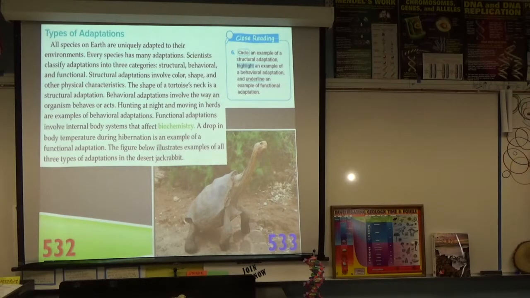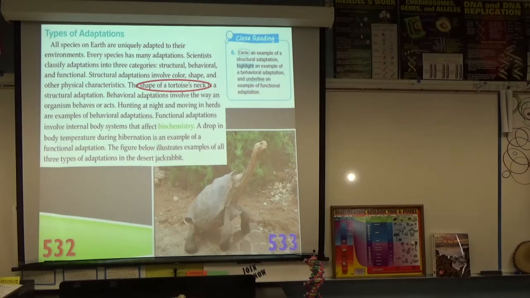Every species has many adaptations. Scientists classify adaptations into three categories: structural, behavioral, and functional. Structural adaptations involve color, shape, and other physical characteristics. We're supposed to circle an example of a structural. So, there's the first structural. The shape of a tortoise neck is a structural adaptation.